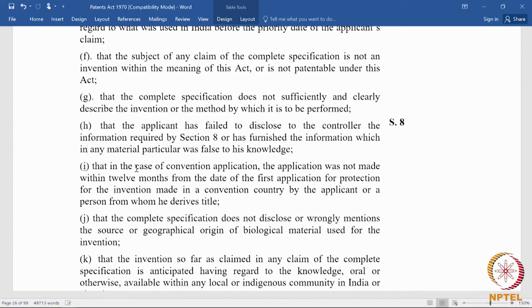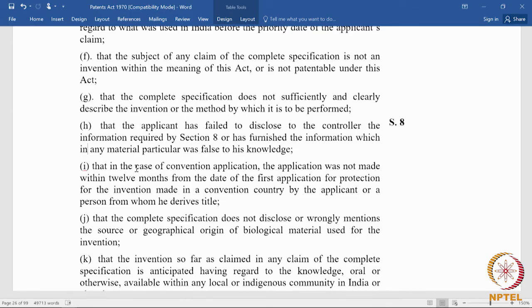H, that the applicant had failed to disclose to the controller the information required by section 8 or has furnished the information which in any material particular was false to his knowledge. Now, the cross reference to this is section 8. We had already seen that section 8 requires you to make certain informations regarding foreign applications, foreign filing to the patent office. So, if the applicant has failed to make that disclosure, the corresponding form is form 3. So, you file form 3 to make the disclosure under section 8.